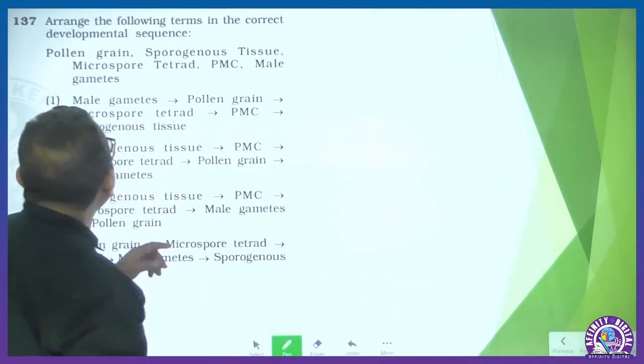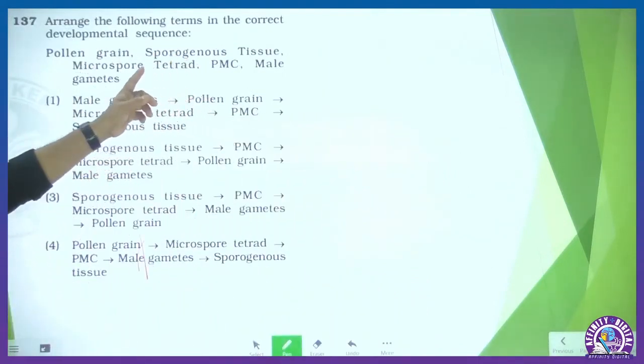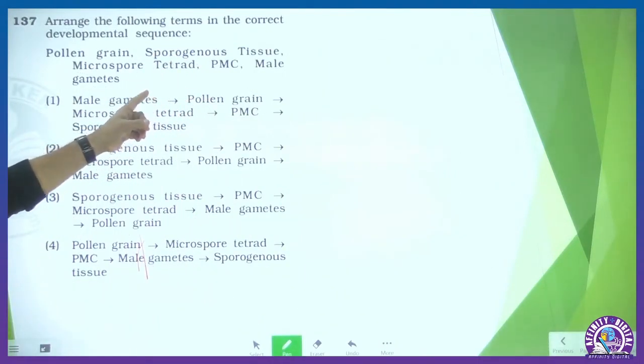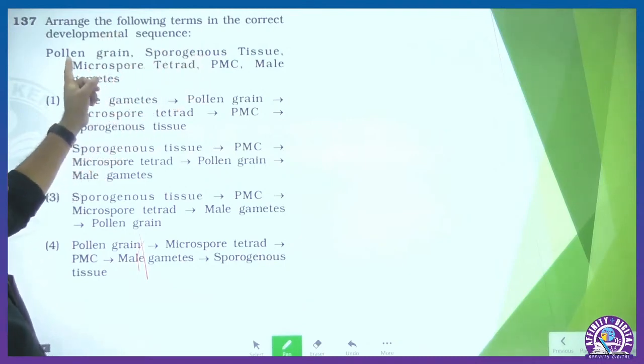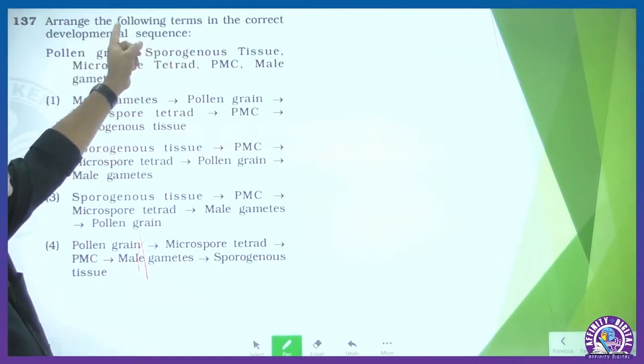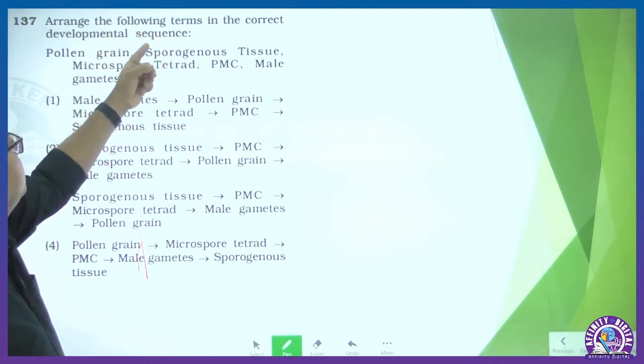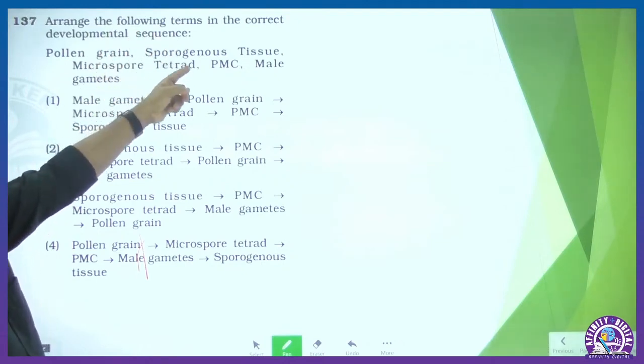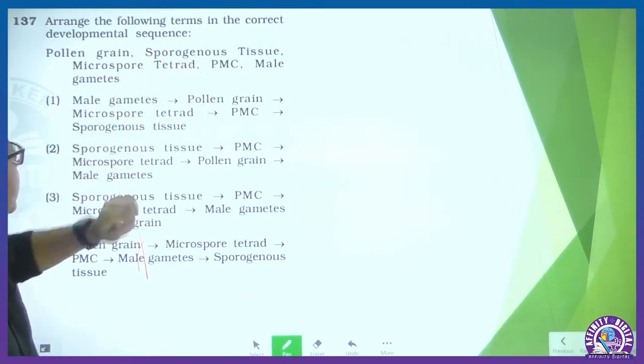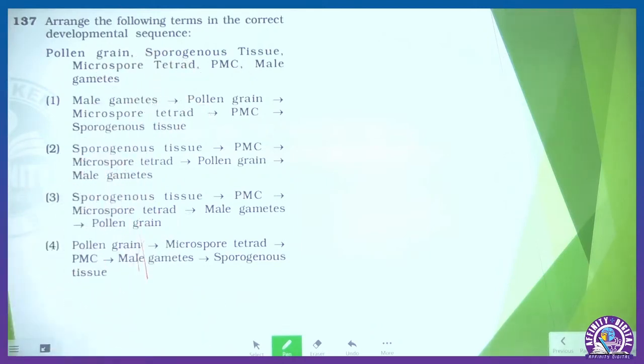Next question. This is a question on sexual reproduction in flowering plants. In this question, you have to arrange the following terms in the correct developmental sequence. Pollen grain, spore, and so on are given in a haphazard, random manner. You have to choose the correct developmental sequence.